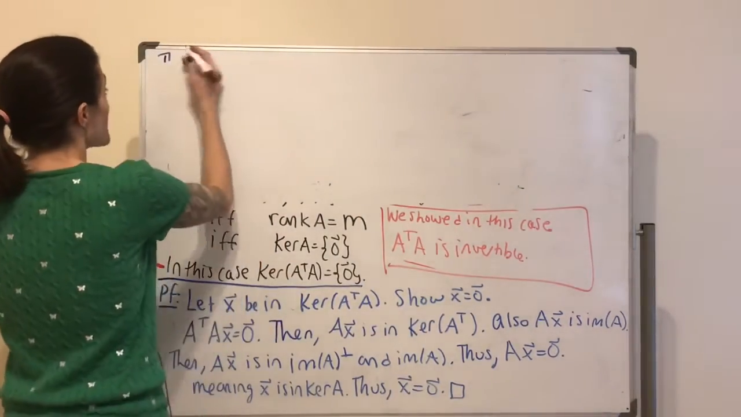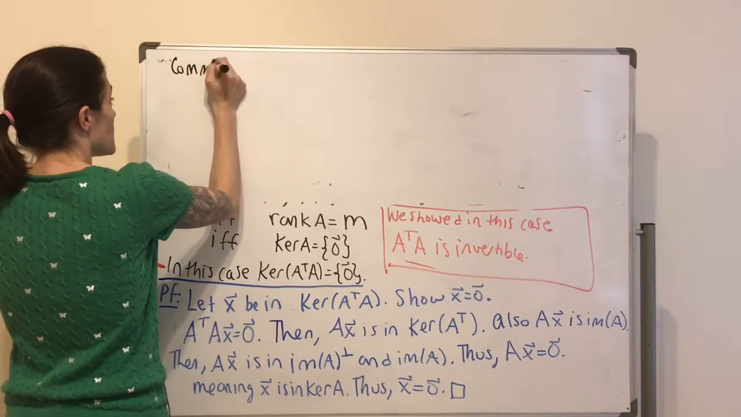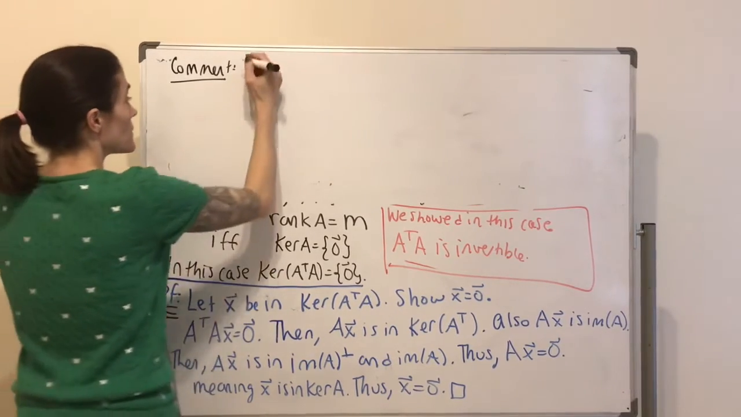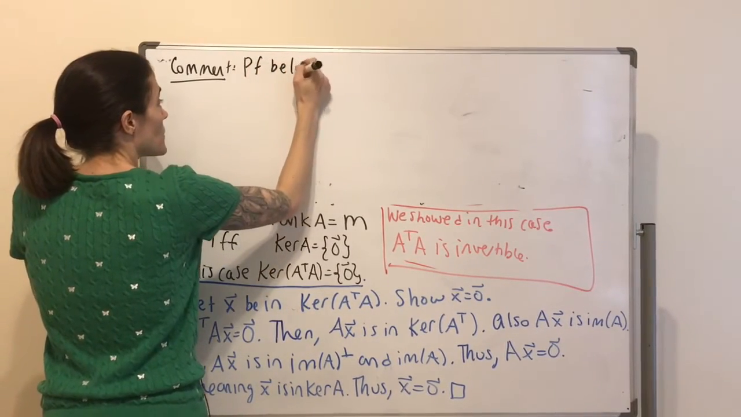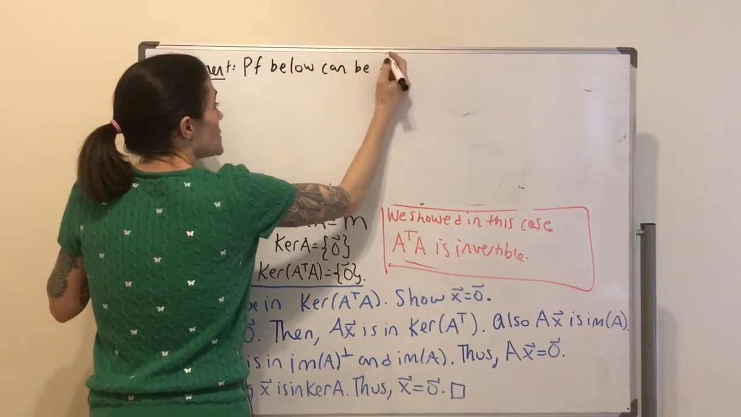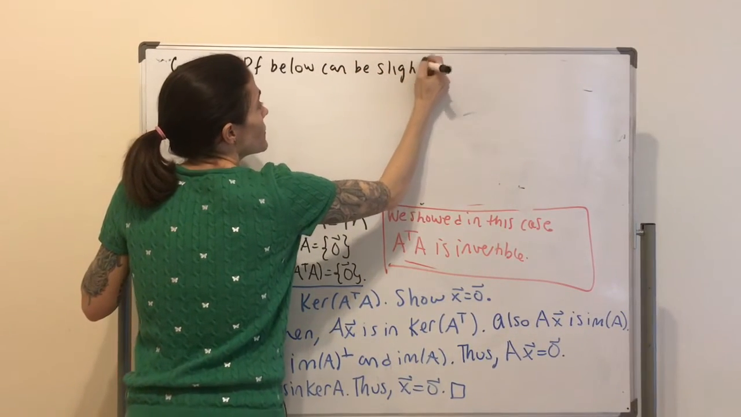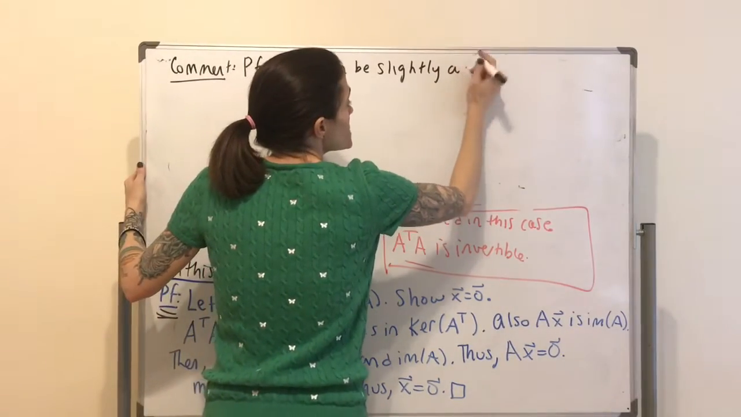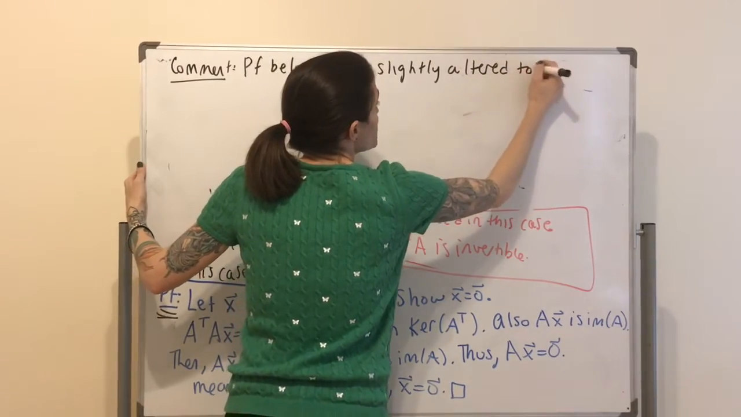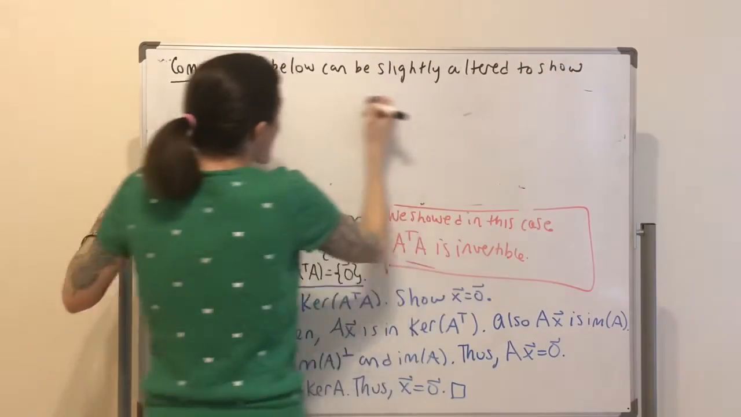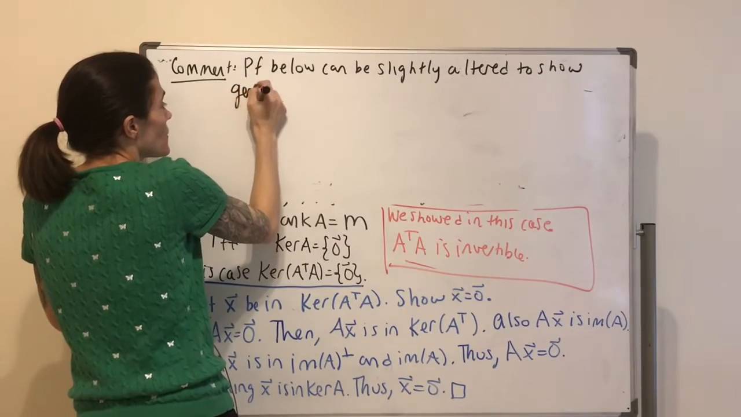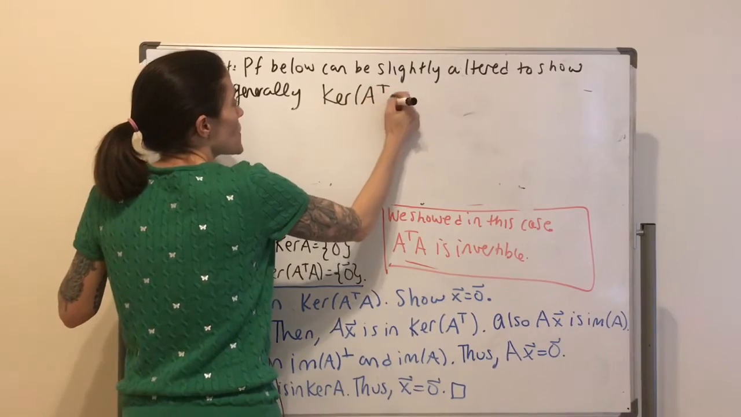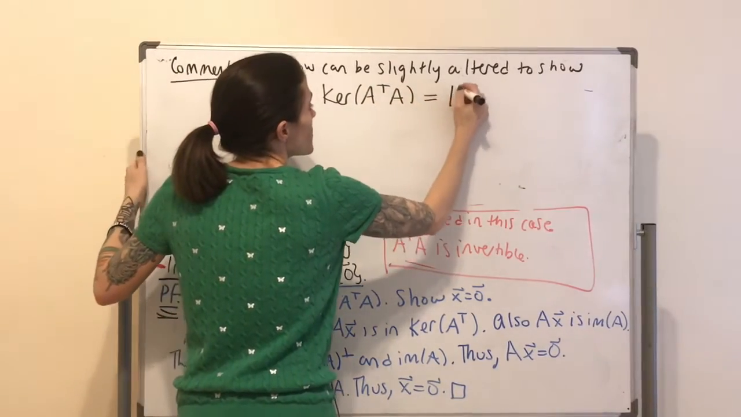Okay, so one more comment I will make here is that this proof here can be just slightly altered to show generally that the kernel of A transpose A equals the kernel of A.